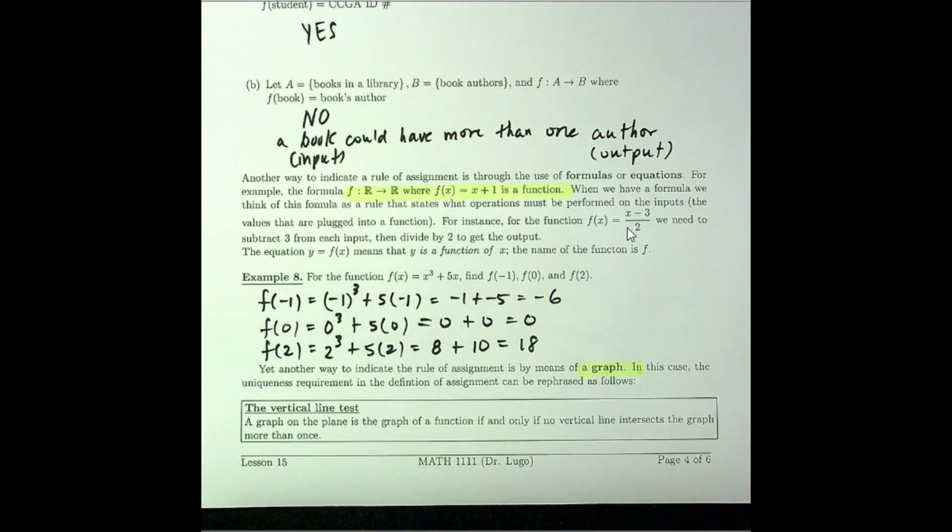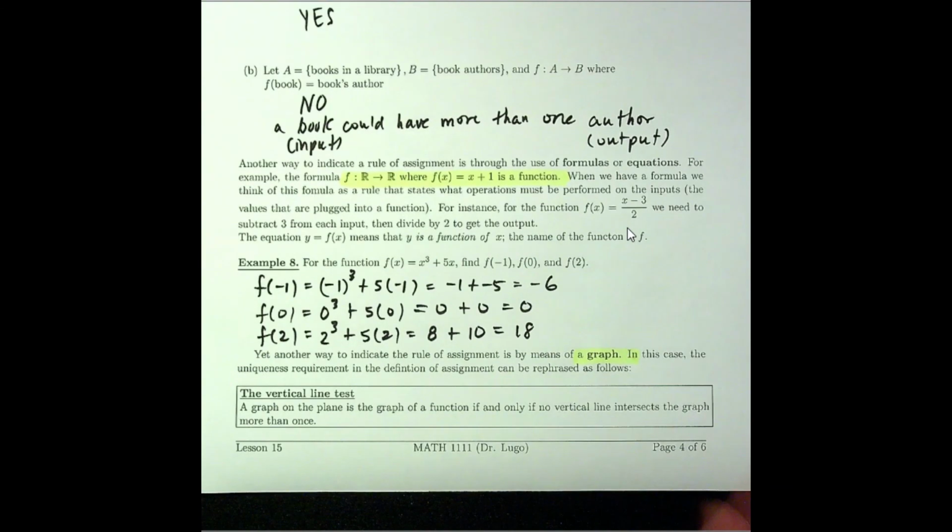So that means we have how many ways? Diagrams, tables, words, formulas or equations, and graphs. So we have 5 ways of representing a function. The last one is in terms of graphs.